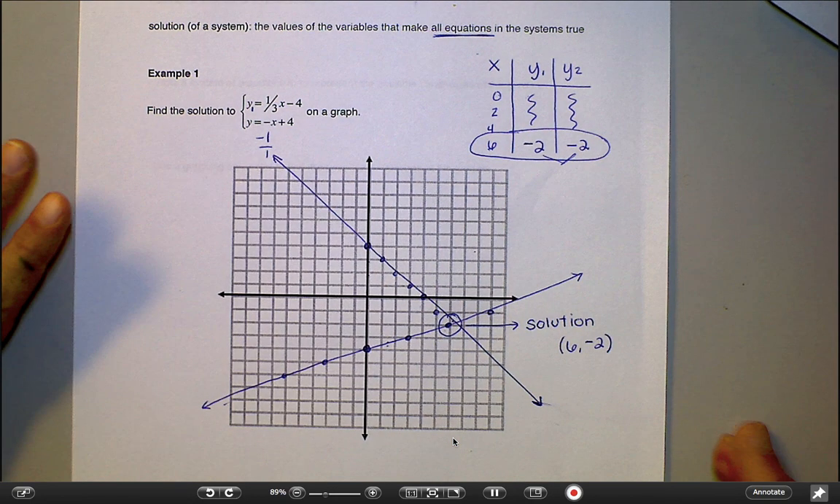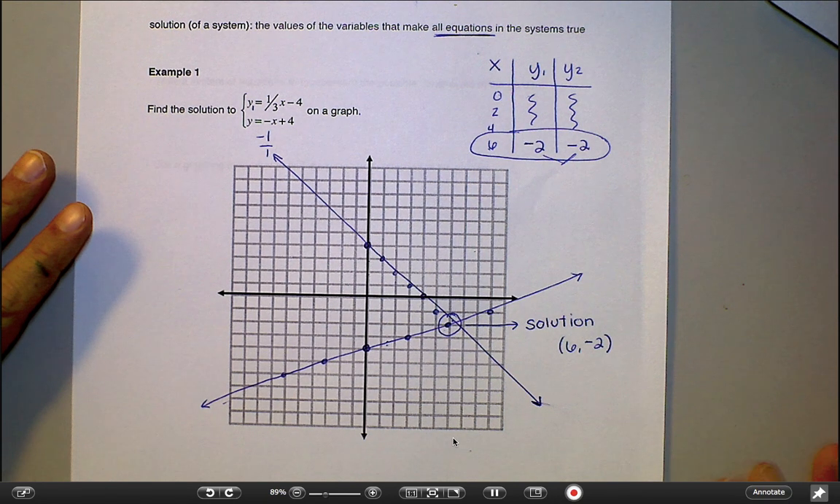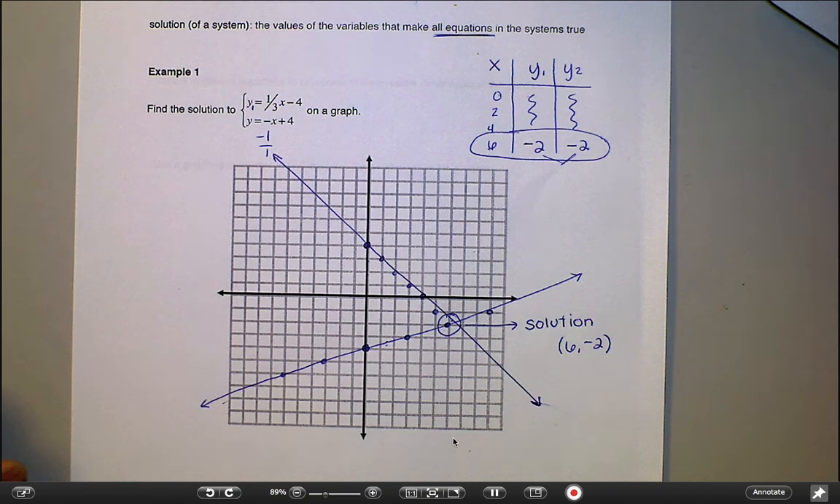But that's really about it as far as solving systems by graphing. That's really all you're going to need to know for right now. Like I said, I would like to talk about how to do some of these things on your calculator.